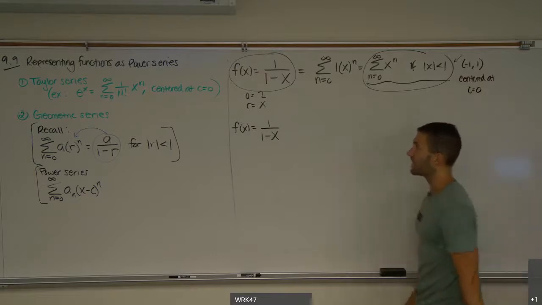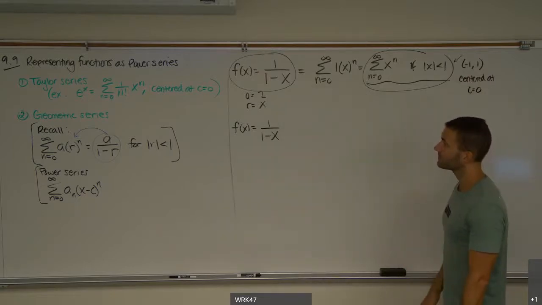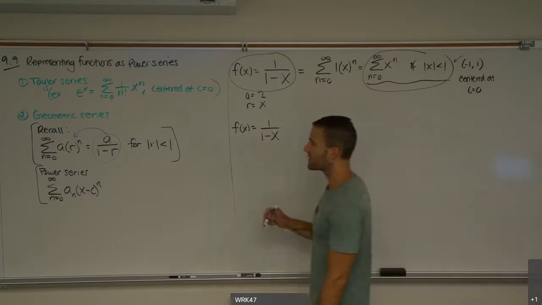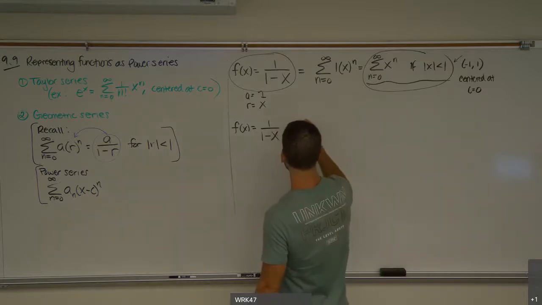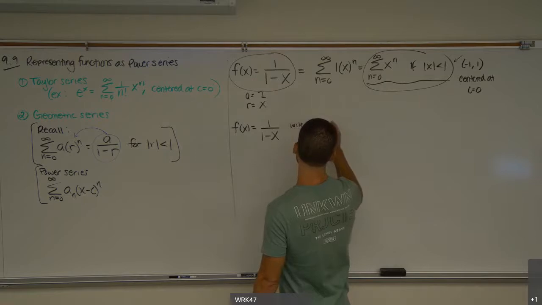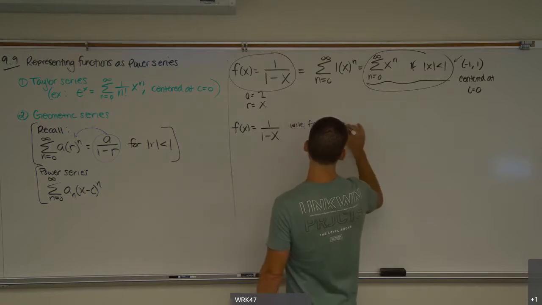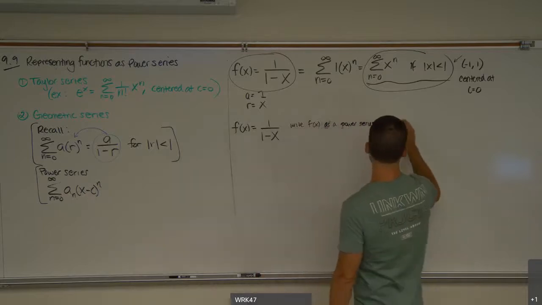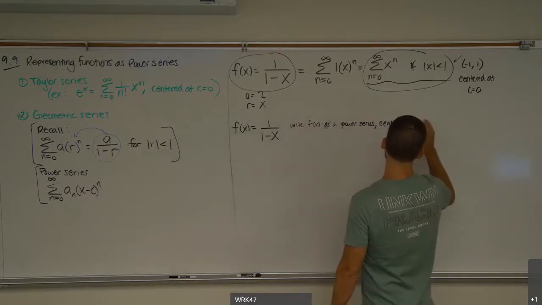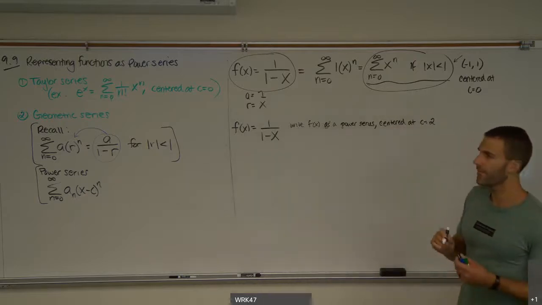Just by construction, right? It's a power series centered at 0, using this formula backwards very directly. What if I wanted this as a power series centered at a different place, say centered at 2? So write f of x as a power series centered at not 0, but 2.